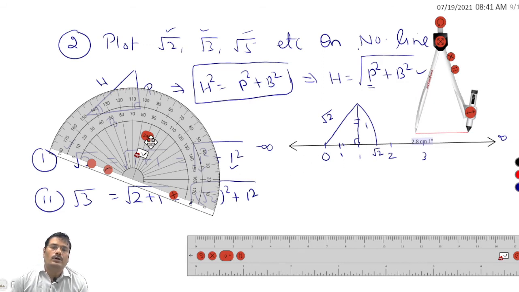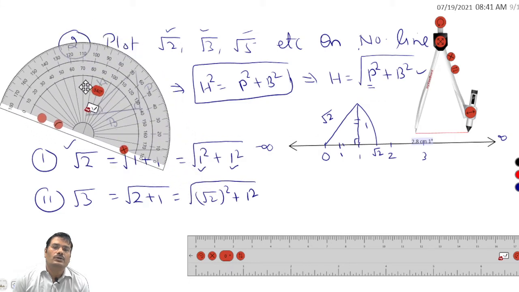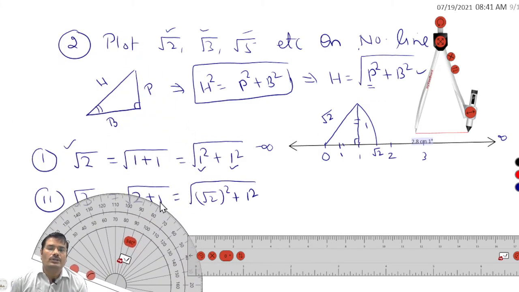Now to plot root 3 on the number line, we need root 2 plus 1. Since this is root 2, we have to make a 90-degree angle on that and cut this, this is 1, and join them. If we join this one, this is root 3.